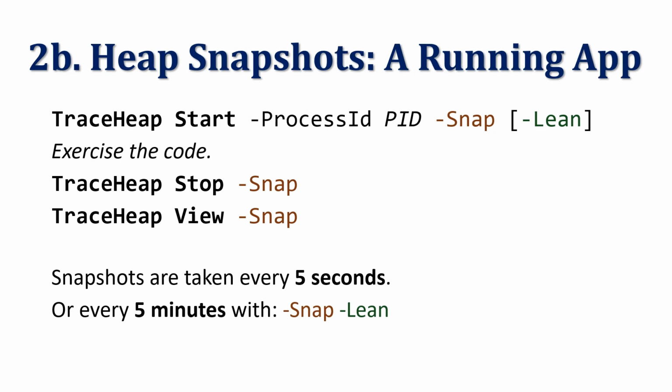The second method to capture a heap snapshot trace is to specify the process ID of a running application. You can find the process ID, the PID, using Task Manager, Process Explorer, etc.